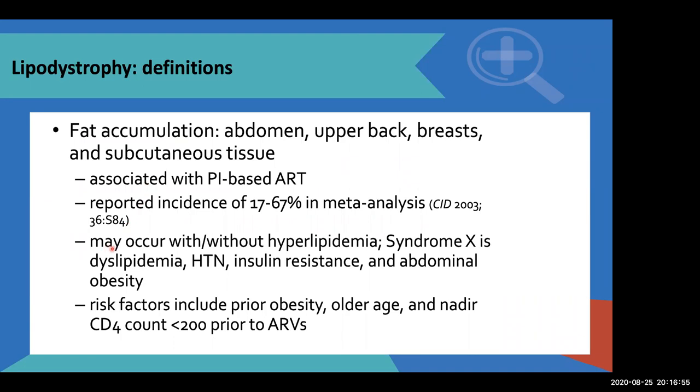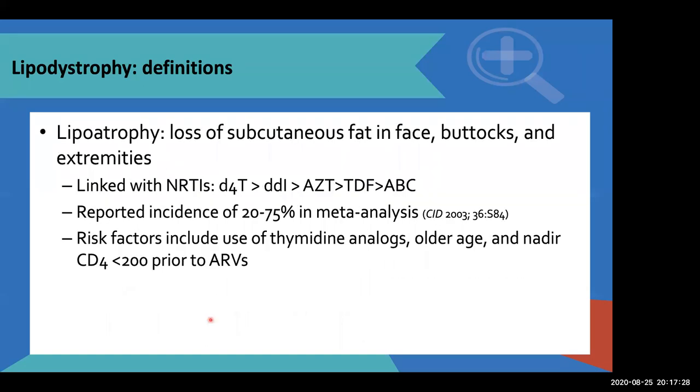Just remember that sometimes when it happens, patients would have a high cholesterol. Sometimes they get hypertension, insulin resistance where they have a high glucose, and then abdominal obesity. So obviously this combination is a bad combination for cardiovascular diseases, right? And the risk factors are when you start patients who were obese before starting ARVs, those who start ARVs when they are old, and those with very low CD4 counts when they started ARVs, right?